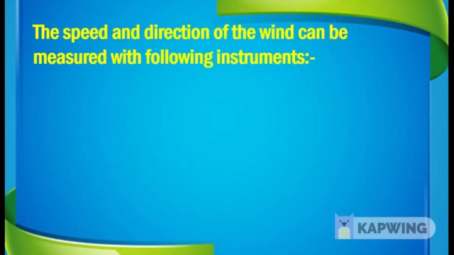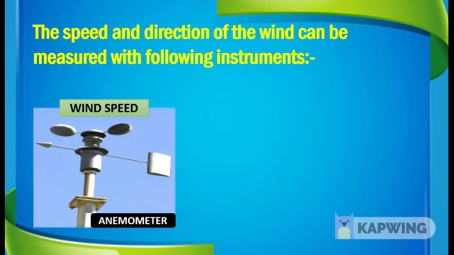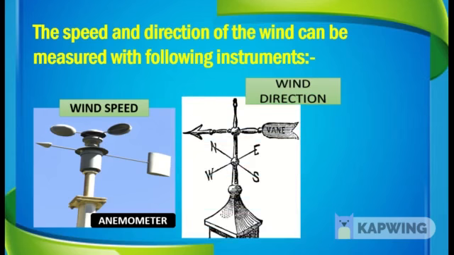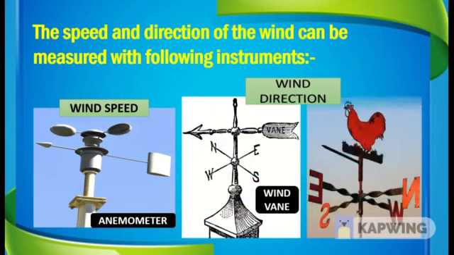Now children, we will learn about the speed and direction of wind. What are the instruments used to measure it? First, we will see the instrument used to measure wind speed. It is an anemometer. The anemometer is used to measure the wind speed. The instruments used to measure wind direction are the wind vane and weathercock.